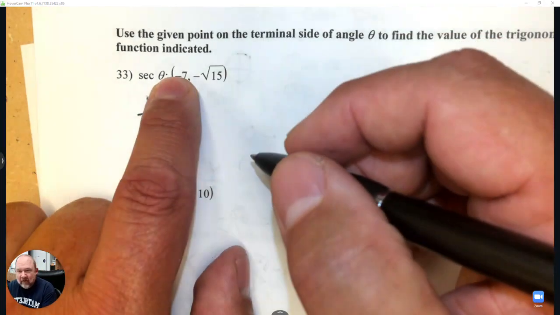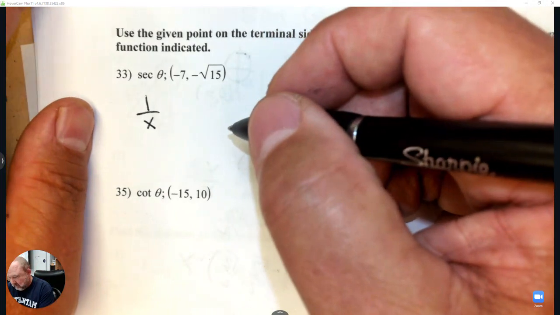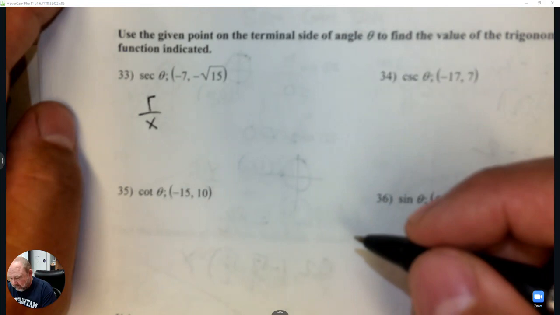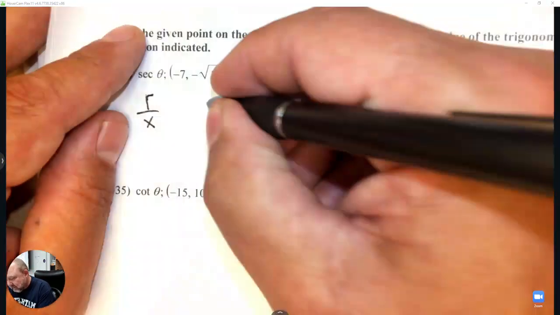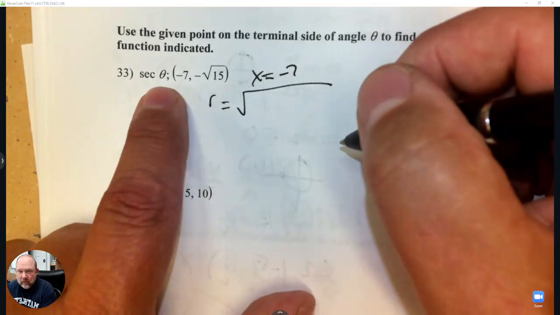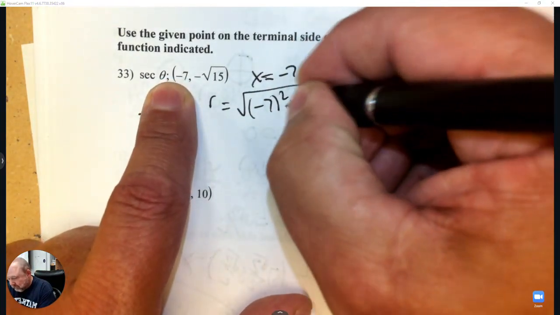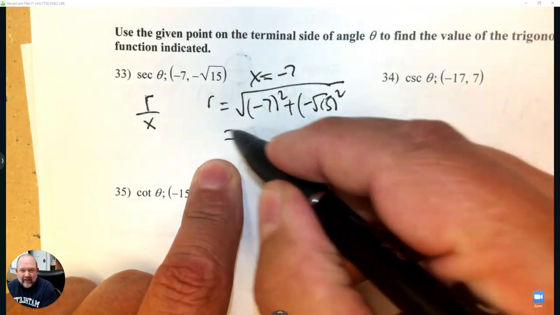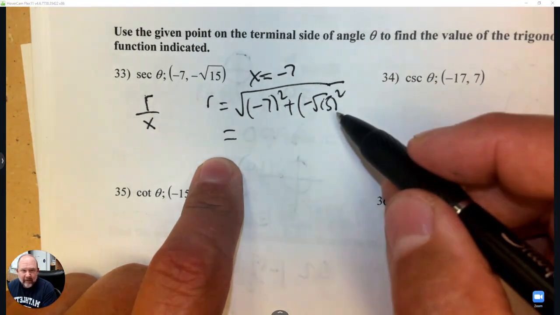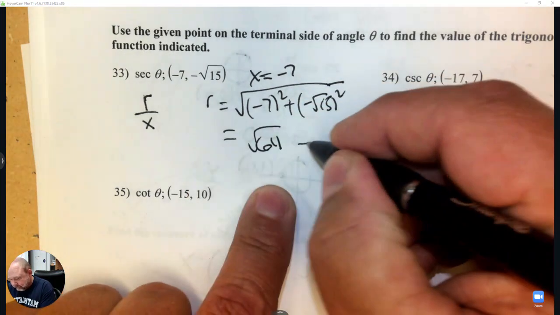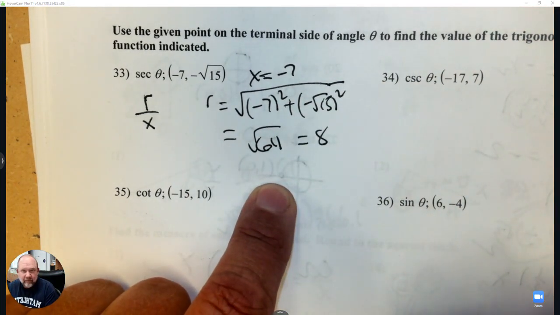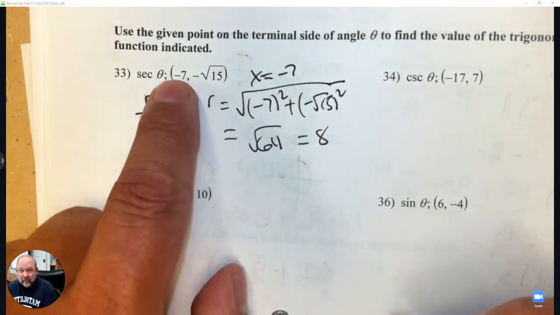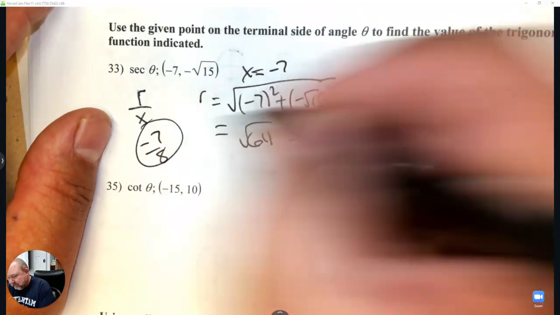So when I have a point, that's on a unit circle too. So really, let's be honest here, it's the radius over the x. So I already know x is -7. The radius is the square root of -7 squared plus -√15 squared. So if I add that up, that's 49 and 15. That's going to be the square root of 64. That's 8, I'm pretty sure. So when I get my answer, I do the radius over the x coordinate. So the answer is -8 over 7.